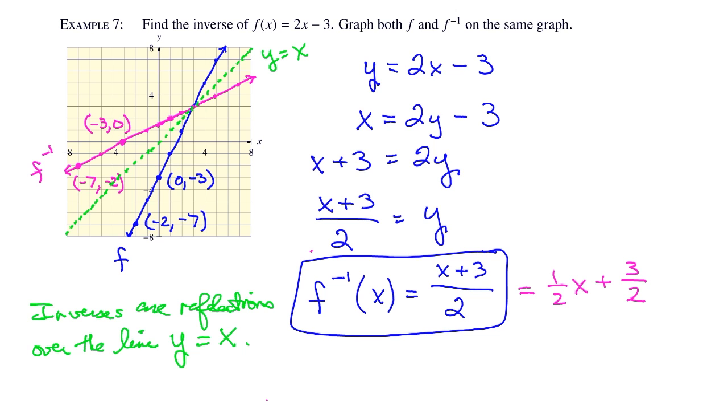Also notice that if the two functions, f and f inverse, intersect, they have to intersect on the line y equals x. That's because if they intersect, that means their y's are the same and the x's are the same, so they have to meet on the line y equals x.